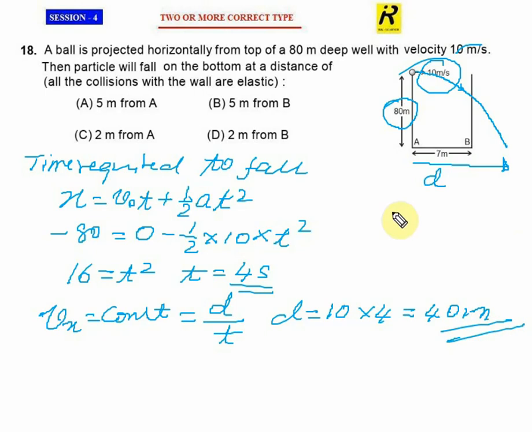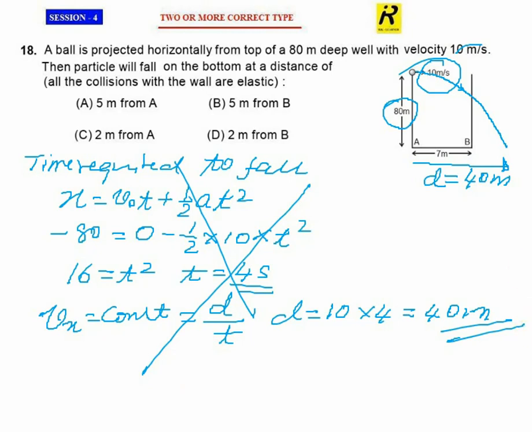So if this d is 40 meters, obviously the situation looks odd. This will be beyond the entire boundary of the well. The well is just 7 meters wide, so our answer of 40 meters is totally nonsense. That means the way we are analyzing the situation is totally wrong. This is not the actual way you have to calculate.